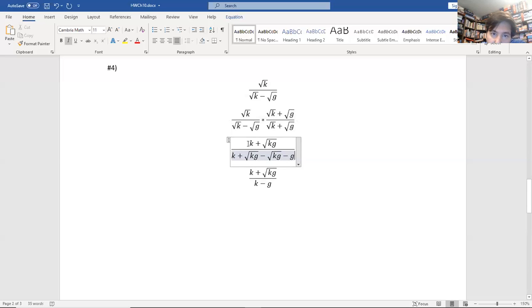So now the top's pretty much finished. There's nothing else we can do with that. The middle terms, you may notice, are the same. It's just that one's positive and one's negative. That means they're going to end up canceling out. If you do that, all that's left is this k minus g. So you've got k plus root kg over k minus g. That would be your answer.